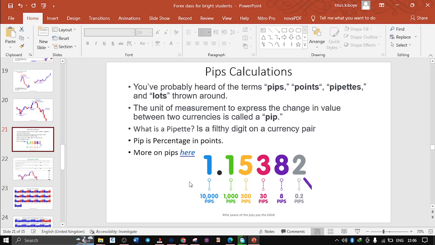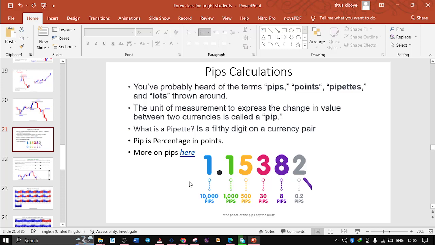The unit of measurement to express the change in value between currencies is called a pip. A pipet is the fifth digit on a currency pair. You're seeing the 2 at the last end. It is the fifth digit after the decimal place, right? So that is a pipette, a fifth digit. Now, for a pip, it is the fourth digit. The 8, yes, the 8.